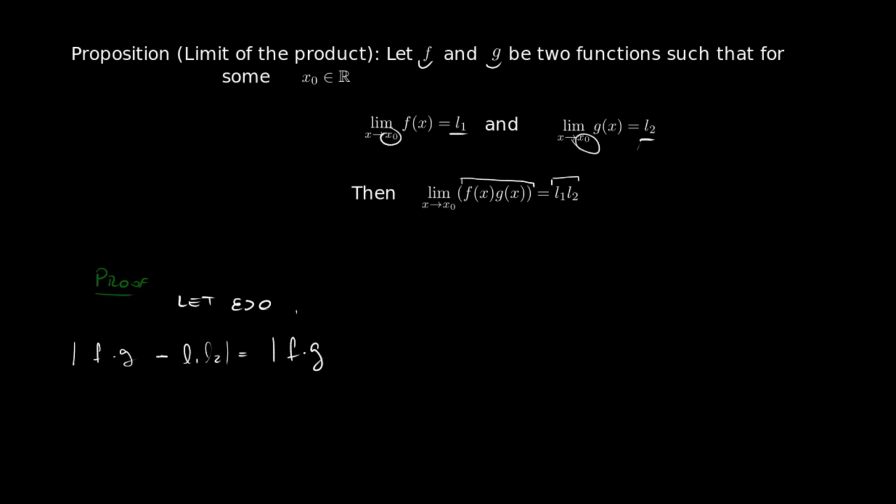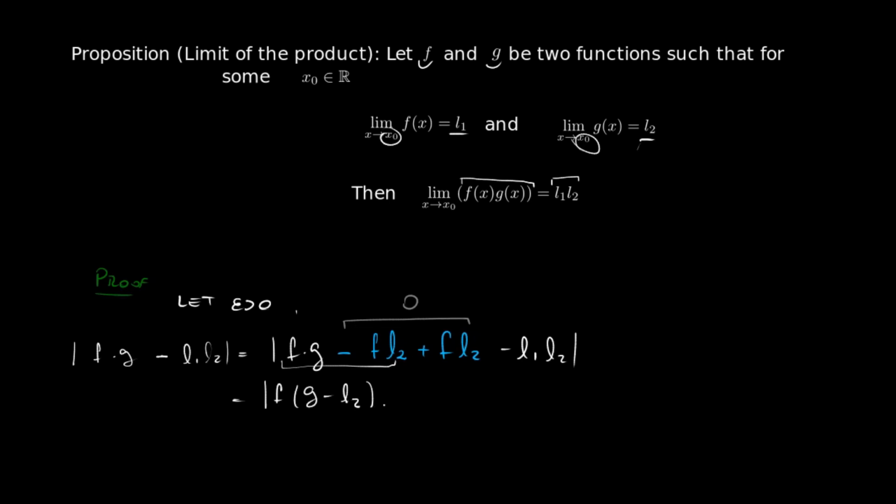We have f times g, and we're going to subtract f times L2 and then add it again. As always, we can do this because this is equal to 0, and adding 0 to an expression will not change its value. And we have again minus L1 times L2. Now we can rewrite this by taking common factor f from these two terms. We have f times g minus L2, plus, and now here we can take common factor L2, and we have f minus L1.